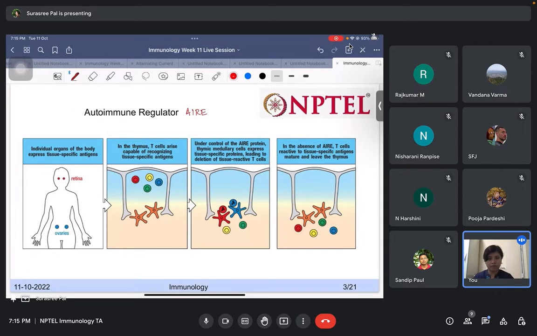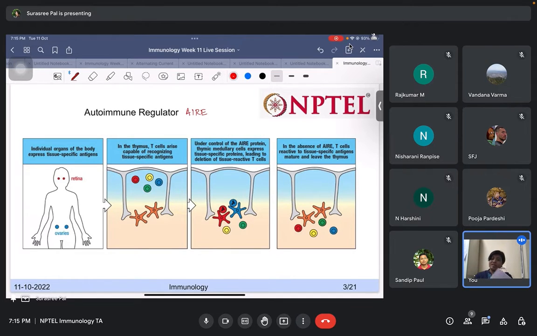So what is the role of this autoimmune regulator? It promotes the expression of some tissue specific antigens in the thymic medullary cells. What does it mean? Our different tissues express different self antigens, right? Or different proteins, different antigens are expressed in different tissues of our own body.